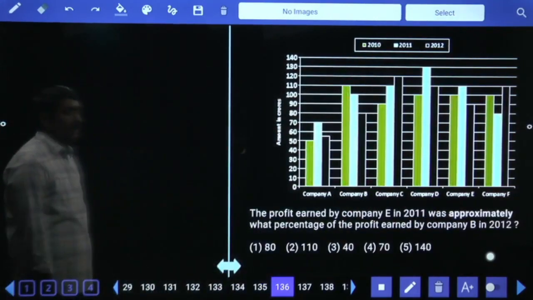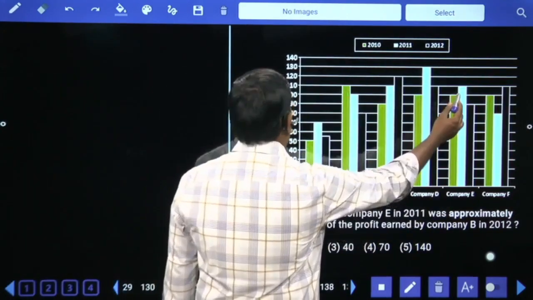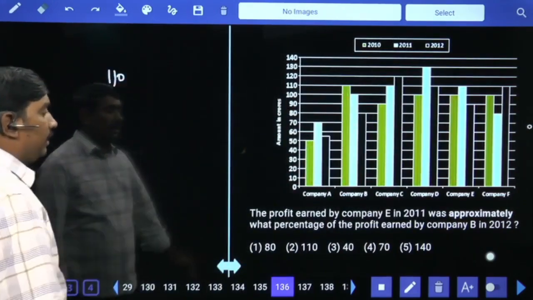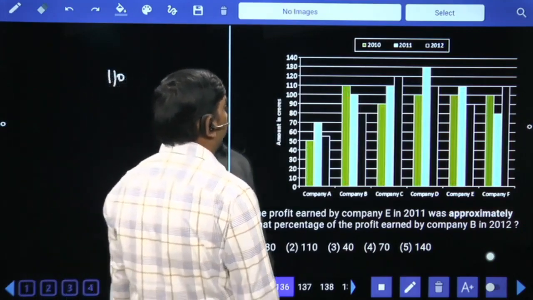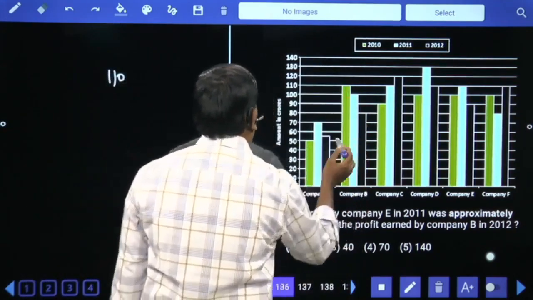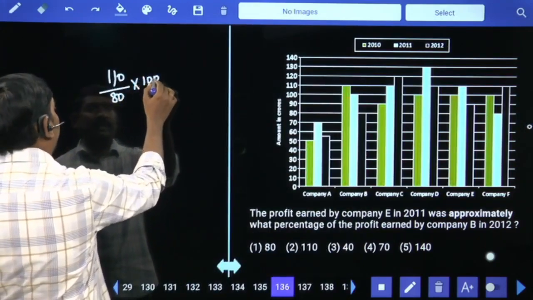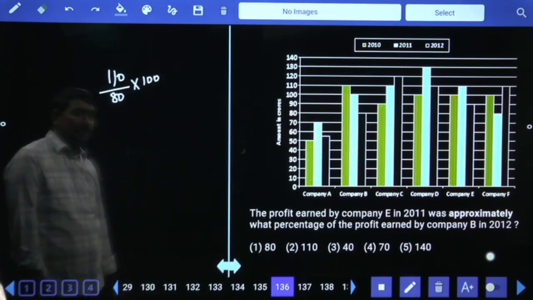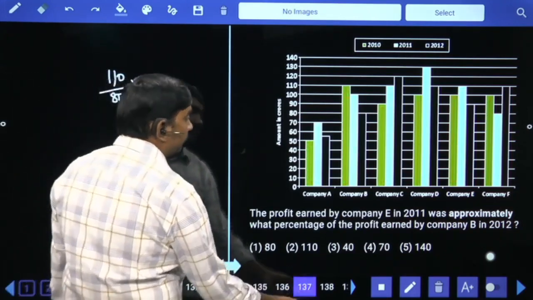The profit earned by company E in 2011, company E 2011 110 crores, is approximately what percentage of the profit earned by company B in 2012? Company B in 2012 means 80. 110 is what percent of 80? 13 8s are 104, 14 8s are 112, approximately 140%.